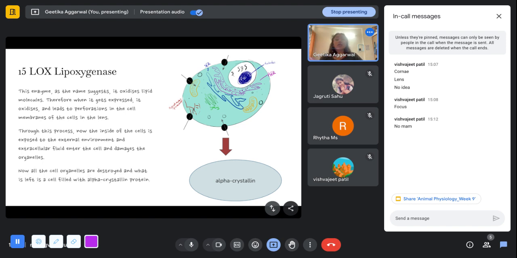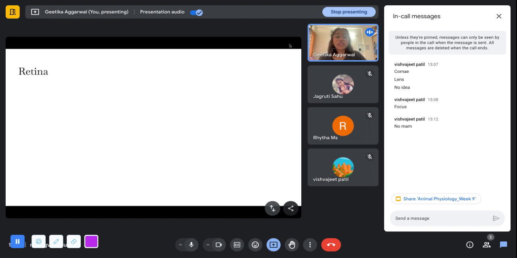Okay. Moving on to the next thing, which is the retina. Now that we have looked at the lens and how the light can actually go through the lens, coming to the retina, which is the layer in which the image is actually formed. So, a retina can be thought of as being something similar to a film in the camera.